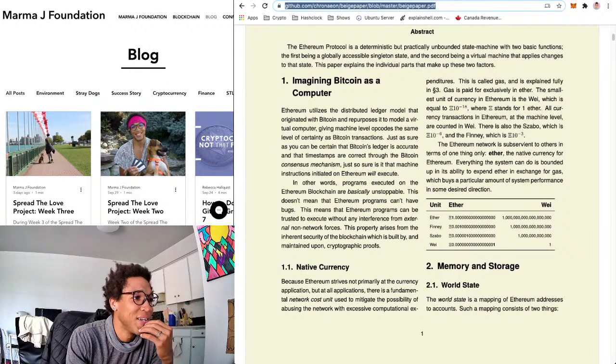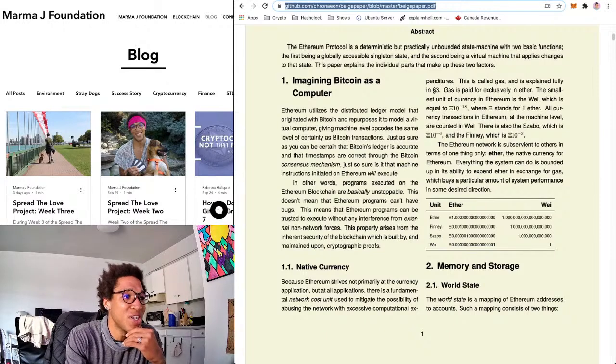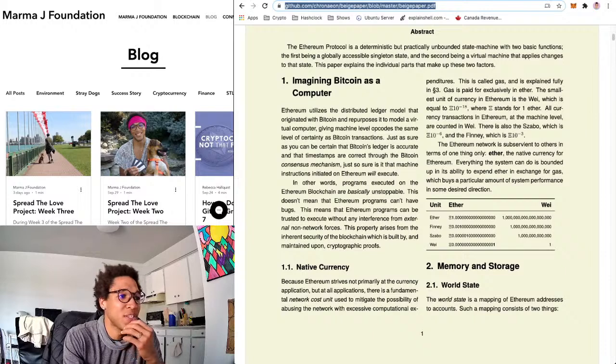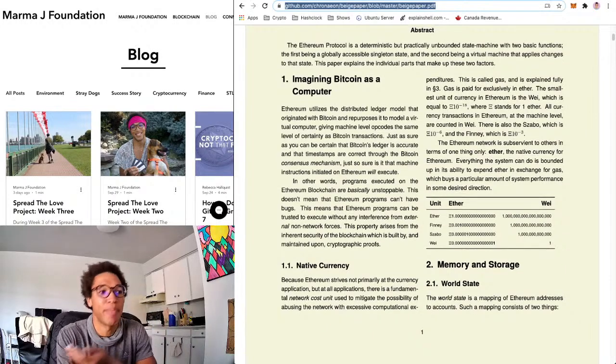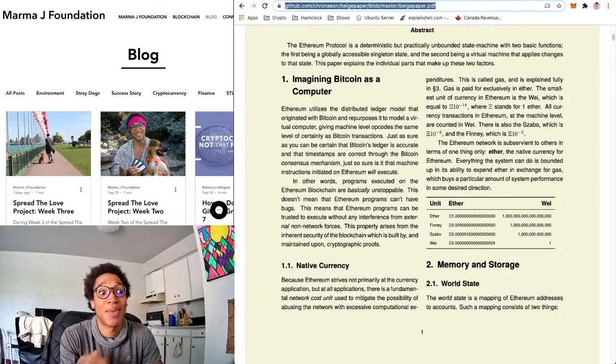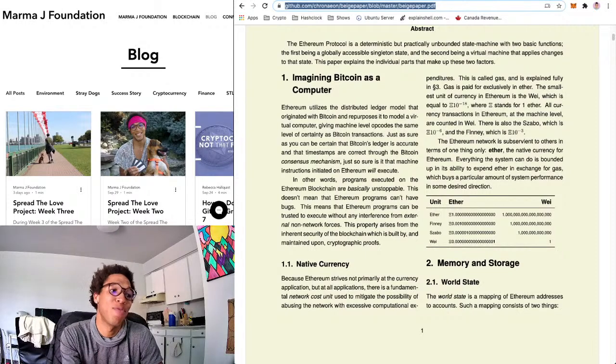So basically, just as you can be certain the Bitcoin ledger is accurate and that the timestamps are correct for the Bitcoin consensus mechanism, just so sure is it that machine instructions initiated on Ethereum will execute. In other words, programs executed on the Ethereum blockchain are basically unstoppable. This does not mean that Ethereum programs can't have bugs. A lot of them obviously do have bugs. This means that Ethereum programs can be trusted to execute without any interference from external non-network forces.